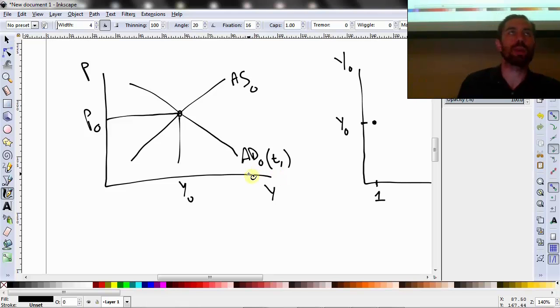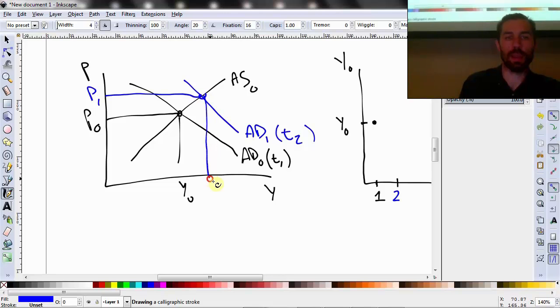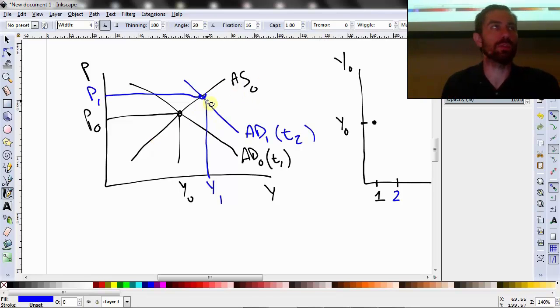Then in our next period at T2, what happens is aggregate demand increases. So let's just change color here. Aggregate demand increases, T2, AD1 at T2. And our price level increases, P1, and output level Y1. Okay? We've moved upwards along a short-run aggregate supply curve. We've assumed that our nominal wage rate is sticky, right? It hasn't adjusted for this change in prices.